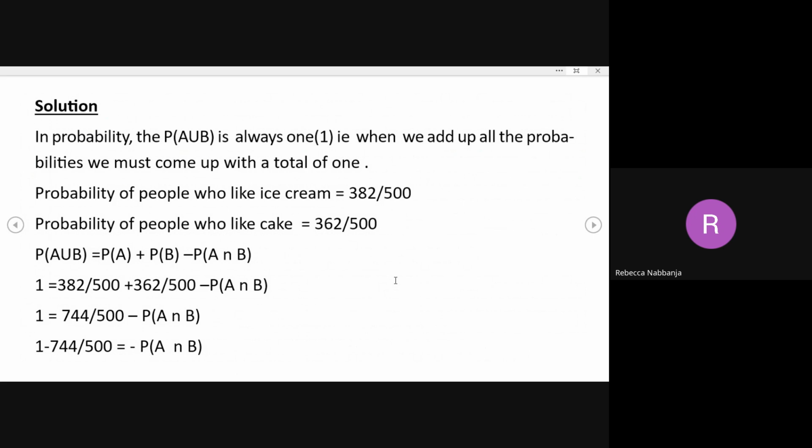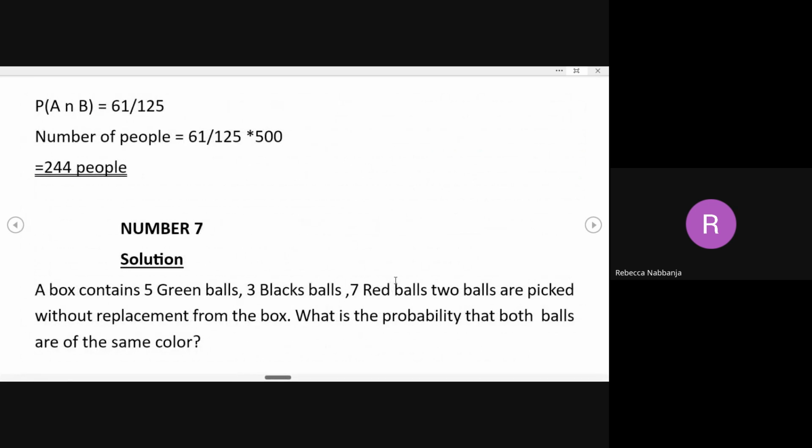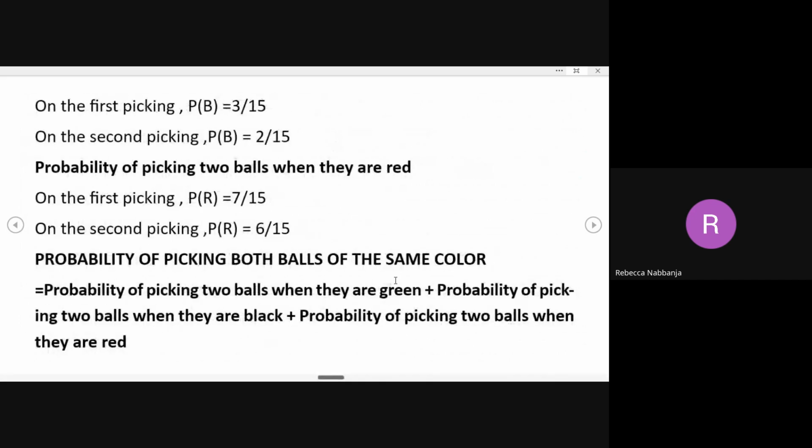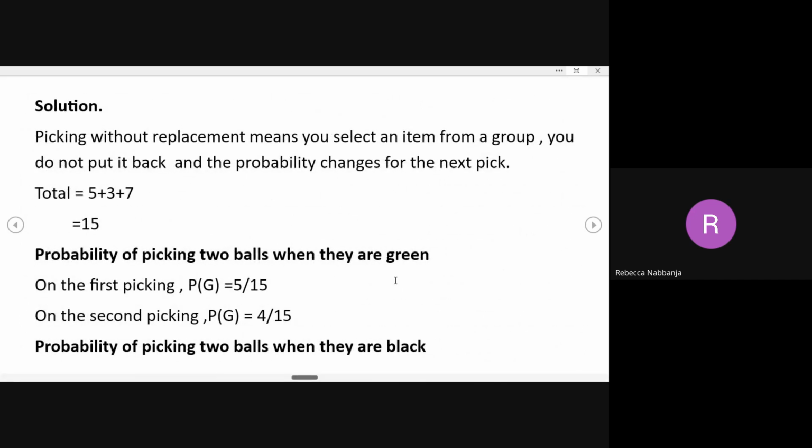Going on to number 7, we are given a box with 5 green balls, 3 black balls, and 7 red balls. They told us 2 balls were selected at random without replacement, and to find the probability that both balls are of the same color. Meaning on my first picking I have a green ball, and on my second picking I also have a green ball, same as for the black balls and the red balls. So we had to find those probabilities, and it's better to use a tree diagram, which helps us to find the final answer. Thank you.